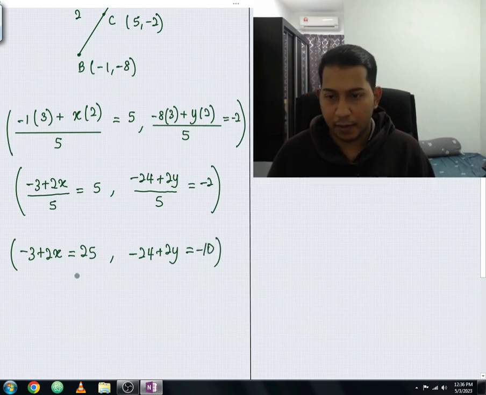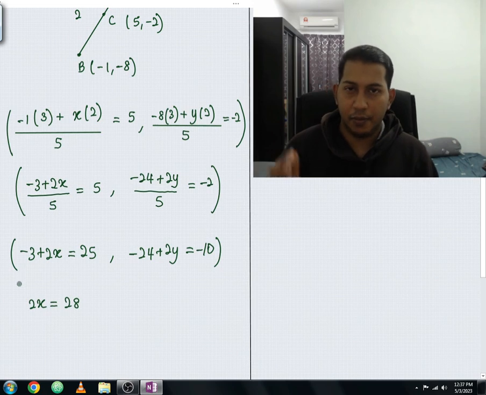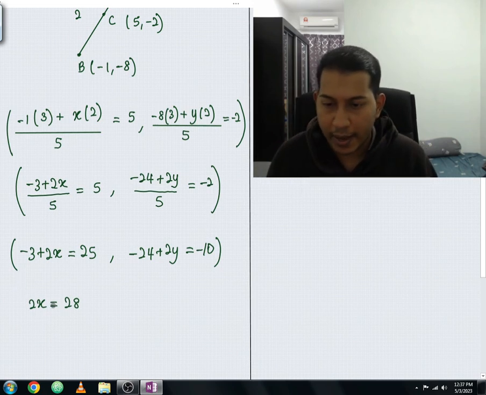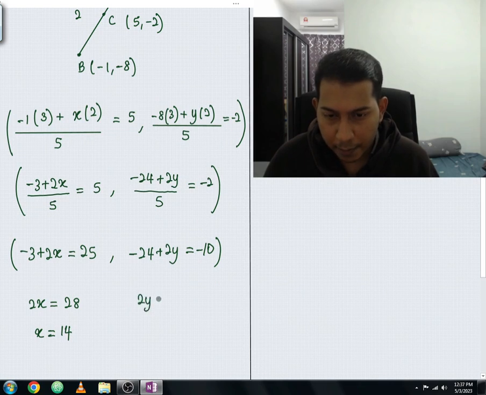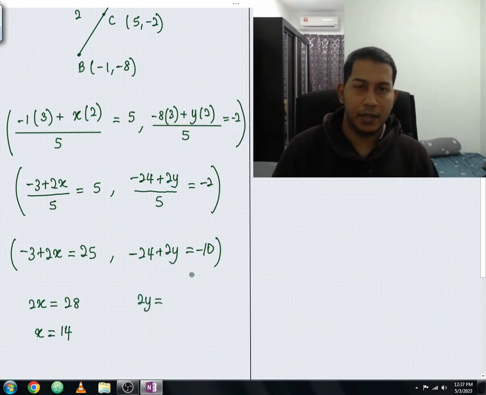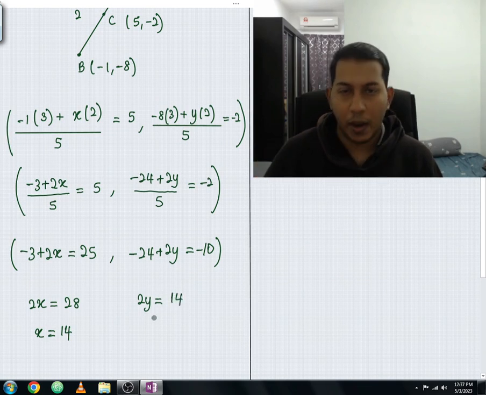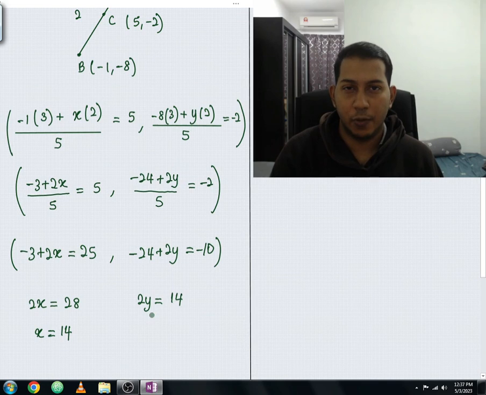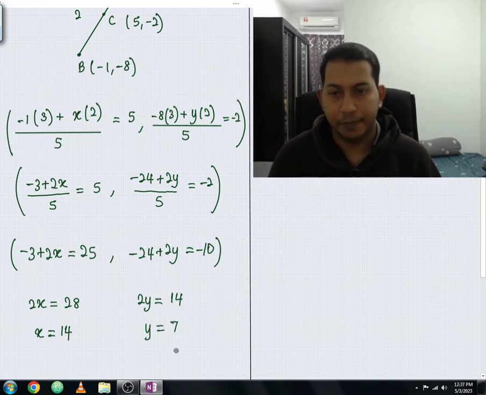Okay, so from here, we will split our working. 2x is equals to 28. Okay, the -3 from the left hand side, you move it over to the right hand side. So 2x equals to 28. So from here, you get your x coordinate is equals to 14. Okay, we are done with the x. Now let's move for the y. So from here, 2y is equals to -10 plus with 24. So -10 plus with 24, you get is 14. 2y is equals to 14. So y, how to get the y? 14 divided with 2. So from here, you get your y coordinate is equals to 7.